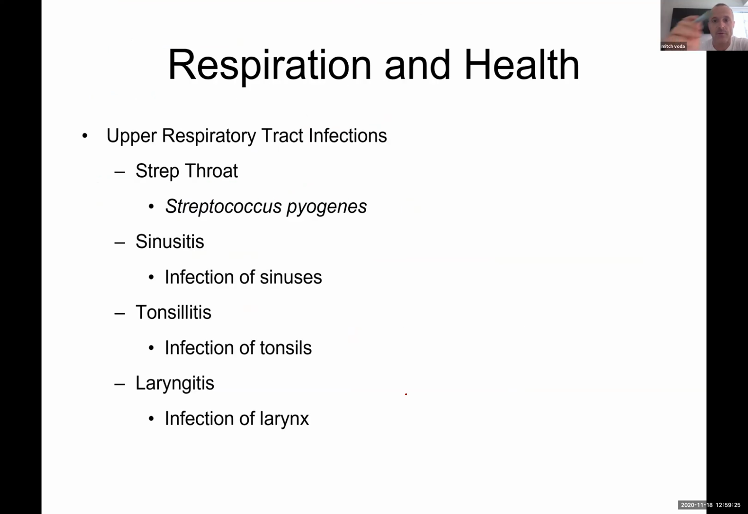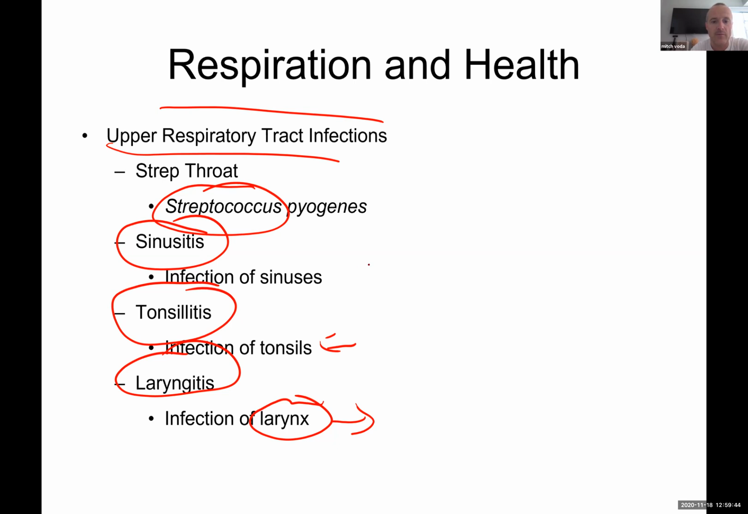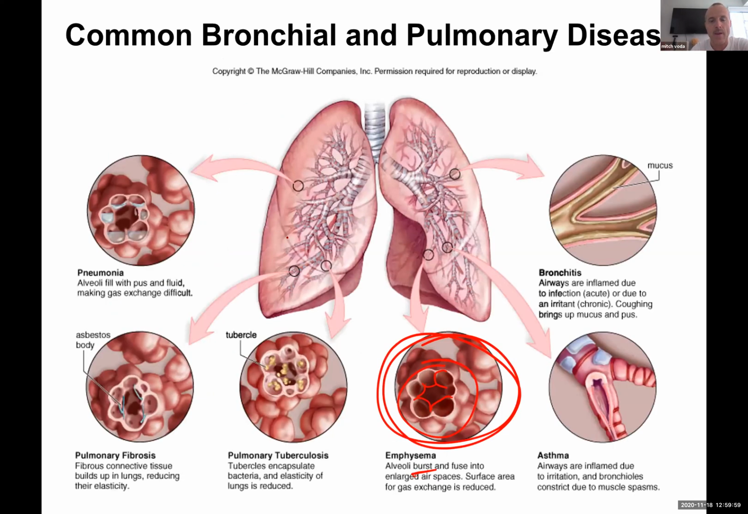Now, other respiratory issues. Upper respiratory tract infections could be strep, sinusitis, tonsillitis, laryngitis. Laryngitis is an infection of the larynx, which is a muscle, so it leads to the loss of voice. Infection of the tonsils is tonsillitis. Sinusitis is an infection of the sinuses, those sinuses next to the nasal region. And strep is an infection in the throat with Streptococcus pyogenes, which is the bacteria that produces it.